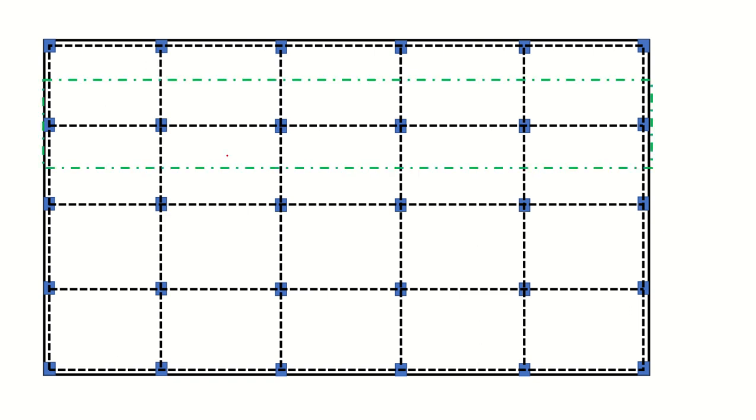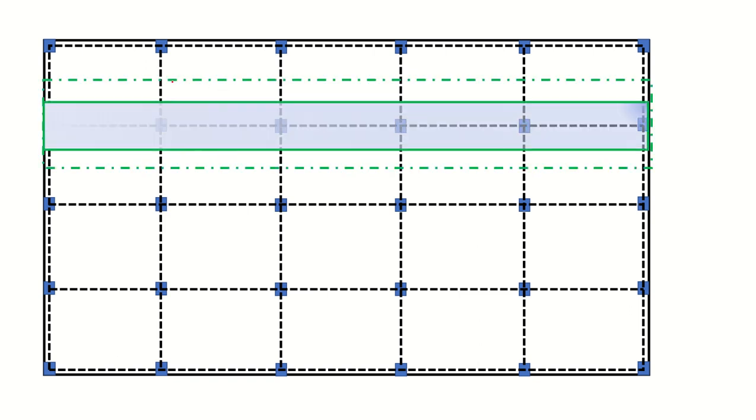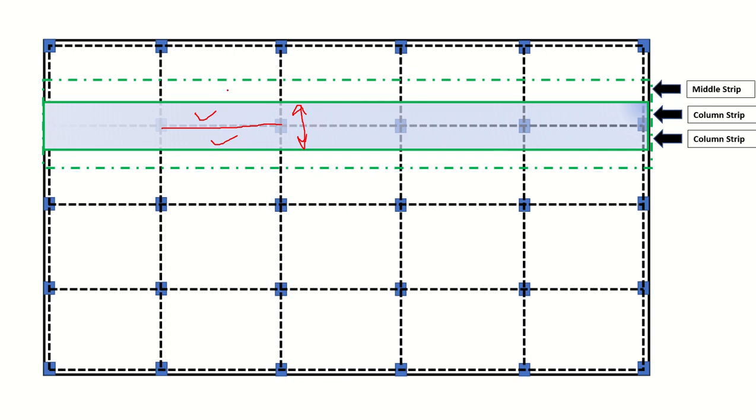So this was our panel. Let me show you. In this interior frame, for example, if you take this as the center line of the column, this one is half of the column strip, and this one is also half of the column strip. So these two make a complete column strip. And this one is half of the middle strip, and this one is half of the middle strip. Adding them up will give you a complete middle strip.